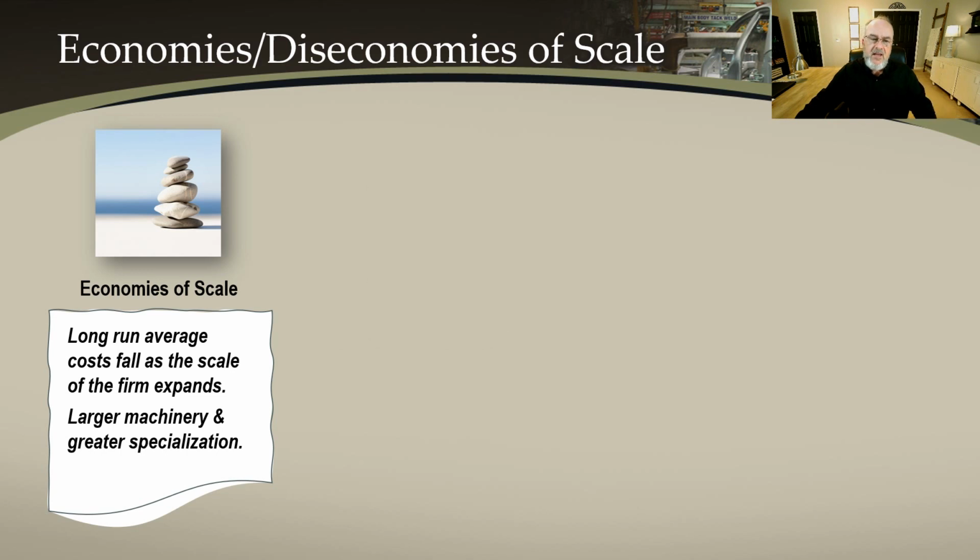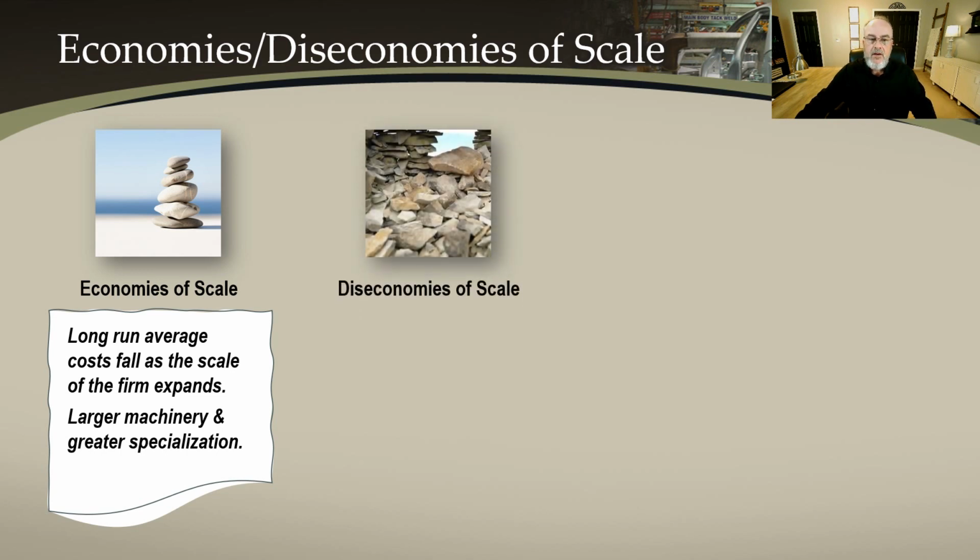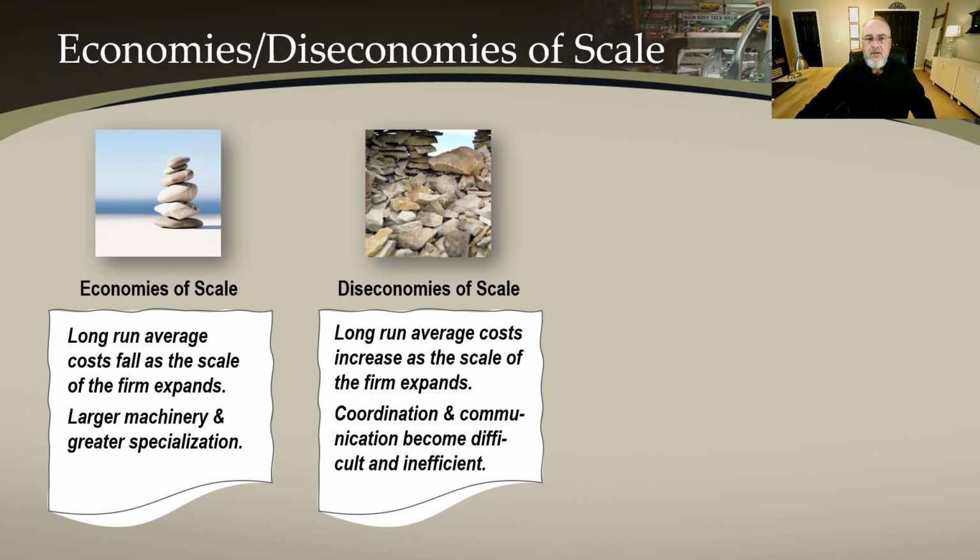That's economies of scale. Diseconomies of scale is the opposite, when our long run average costs increase as we get bigger. And basically, you just get too big. There is such a thing as being too big. Coordinating all those people and all those departments, communicating between them, keeping them all going in the right direction, measuring them becomes very hard as you get to a certain point. So it's not always good to just get bigger.